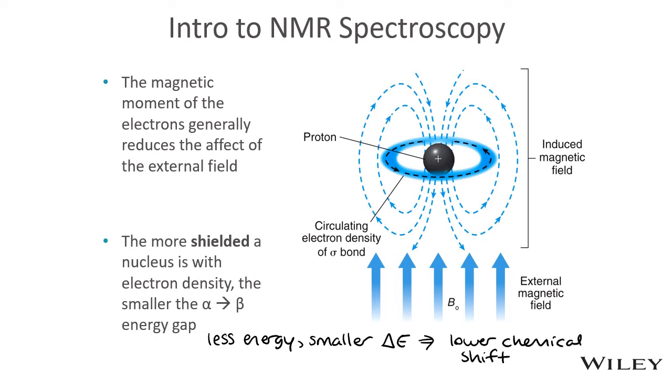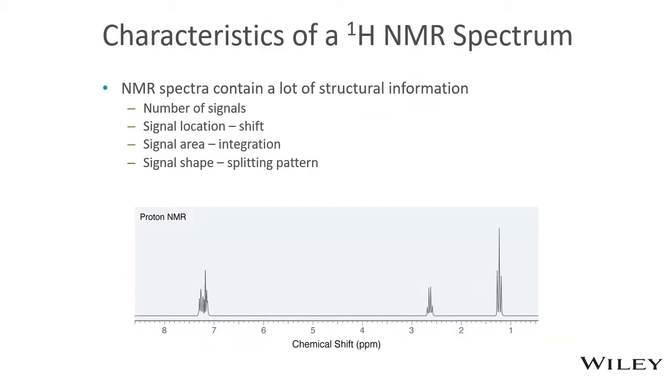Which we will talk about in just a little bit. Now, an NMR spectrum can tell us four main things about the molecule that is being analyzed. Down here we have an example of what an NMR spectrum looks like, and in particular this is a proton NMR, so it's focusing on the hydrogens that occupy the molecule. Now, the four things that an NMR spectrum can tell us.